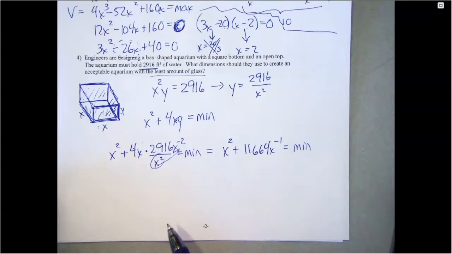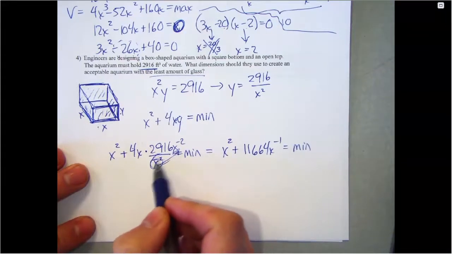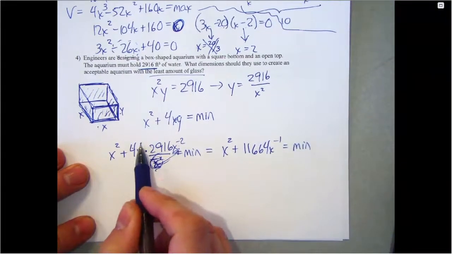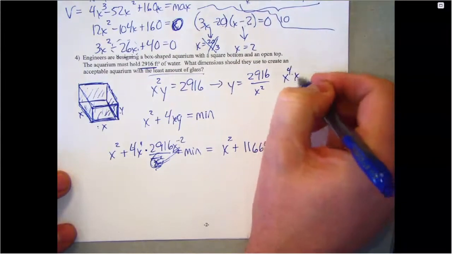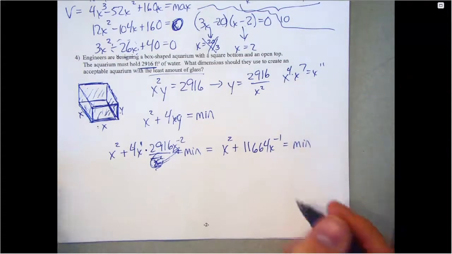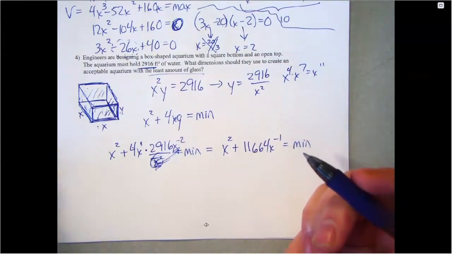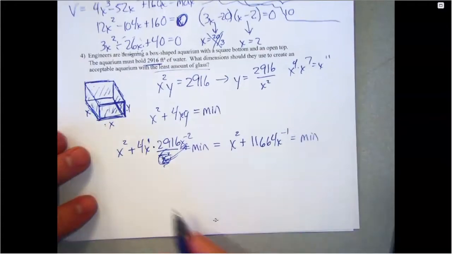Follow what I'm stepping in? So I think the easiest way is just to do this. I don't want this on the bottom, so I'm going to bring it up. So now I've got that. And when you multiply, you add the powers. So 1 plus negative 2 is negative 1, like x to the 4th times x to the 7th is x to the 11th. So you just brought it up. I brought it up because I don't want to use the quotient rule when I'm taking the derivative. Okay, so now I'm going to take the derivative.